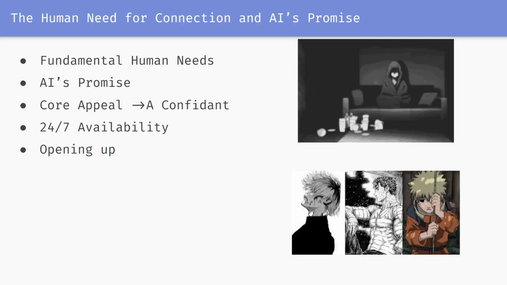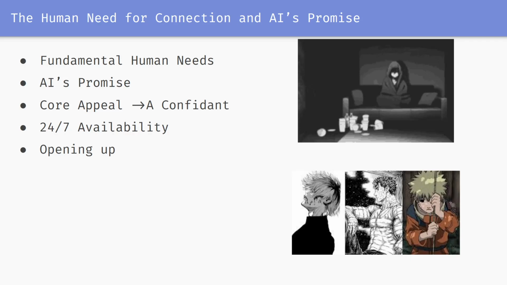artificial intimacy, right? And just to dive deep into this, we need to understand the human need for connection and how AI connects to this with its promise. So fundamentally, despite advancements in technology, it's just human nature to crave companionship, relationships, and love. And AI's promise is that it can replicate those most valuable relationships, right? And the core appeal to this is that it acts as a confidant.